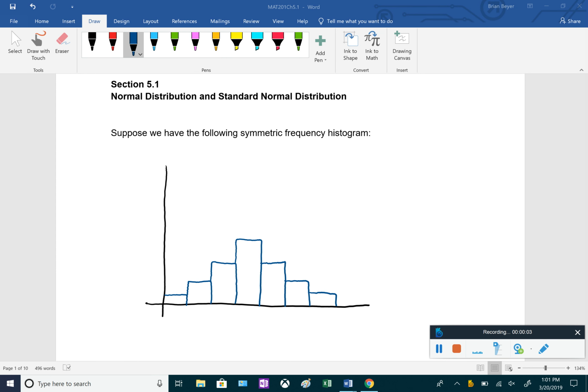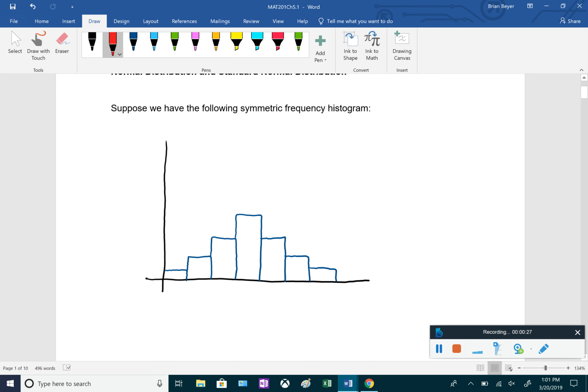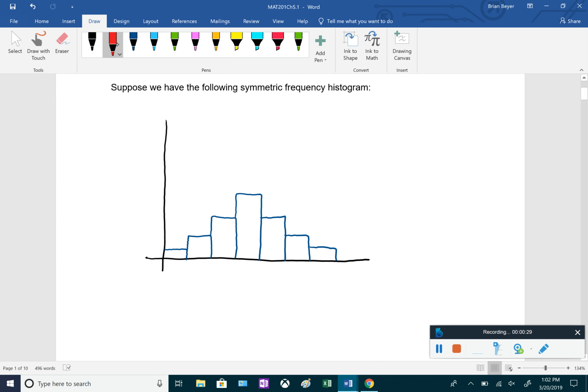Okay, section 5.1 is the normal distribution and the standard normal distribution. So before we get into the normal distribution, let's say we have this symmetric frequency histogram. Thinking back to frequency histograms, it's symmetric because it would be a mirror image of itself over that middle point. So what we could do with this is approximate it by putting this other curve over top of it, this continuous curve.